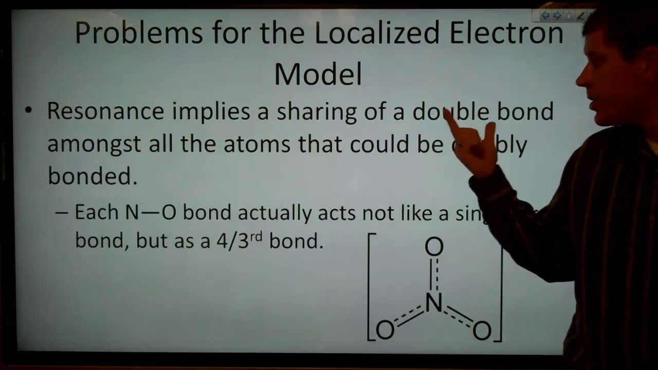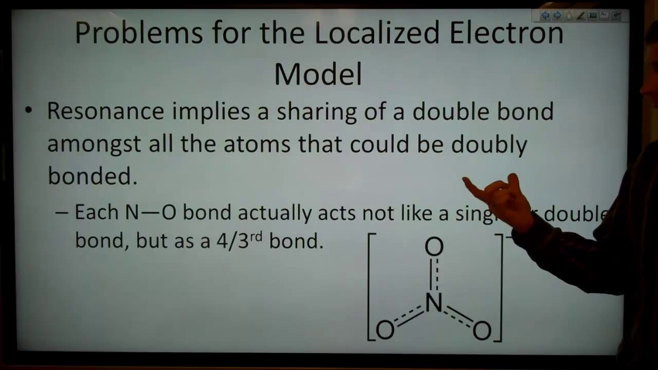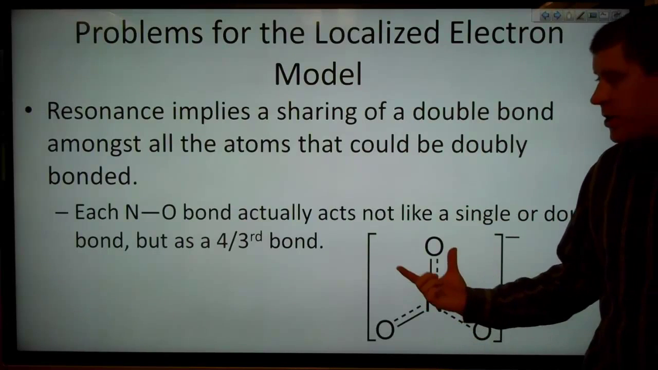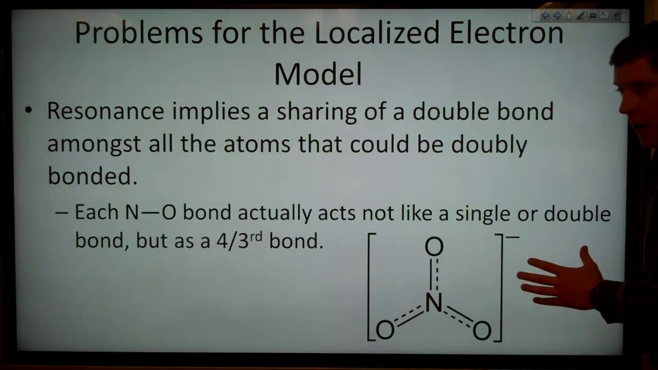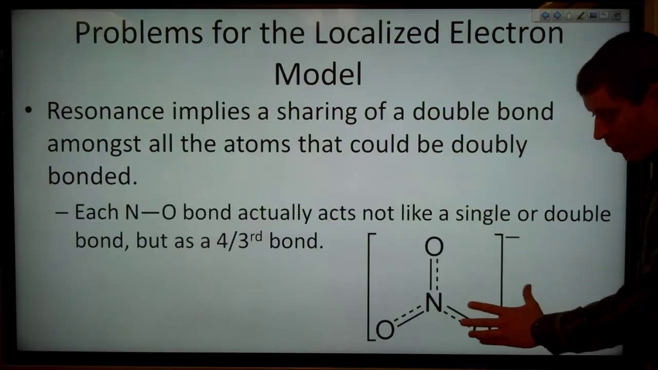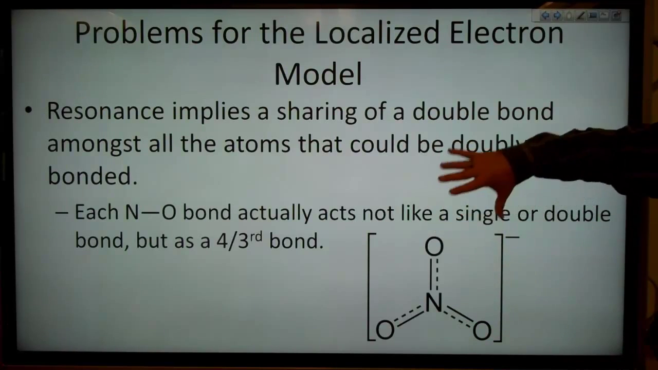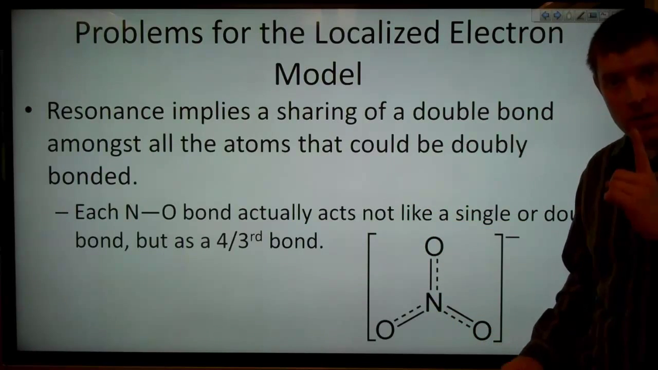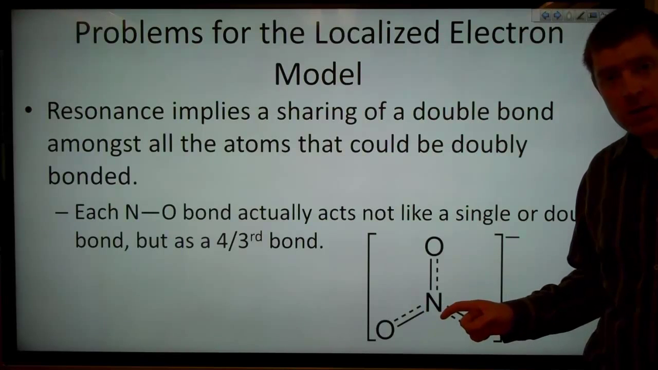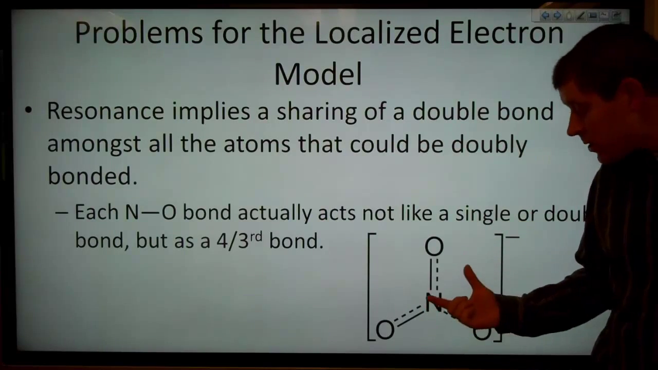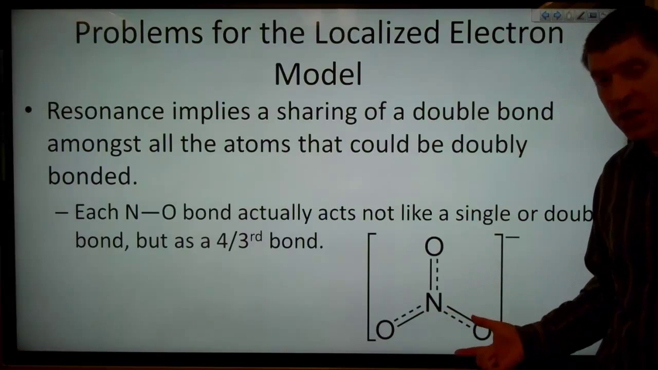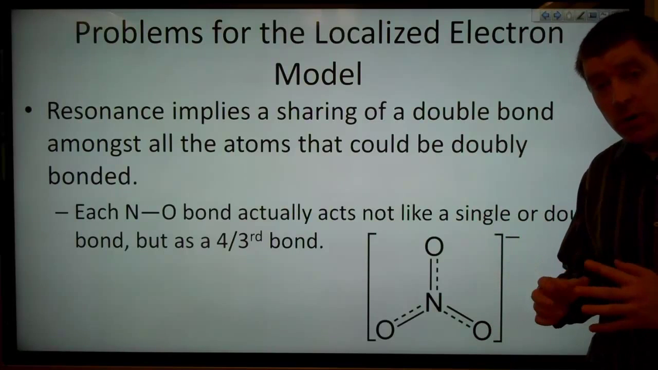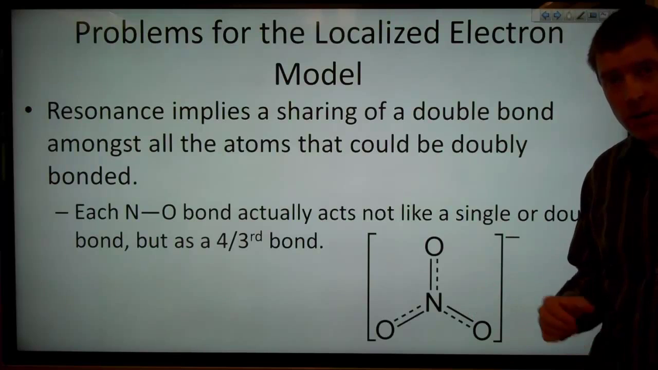So resonance implies a sharing of a double bond amongst all the atoms that could be doubly bonded, which means that each nitrogen-oxygen bond really is acting not like a single bond or a double bond, but it's somewhere in between. It's a 4/3 bond, right? So really what we see is one structure that looks something like this, where each of the solid lines represents a single bond, and each of the dashed lines represents 1/3 of a bond. Right? In this way, we have a 4/3 bond between each oxygen and the nitrogen. And now we have one bond length. That bond length is shorter than a single bond, but longer than a double bond between nitrogen and oxygen.